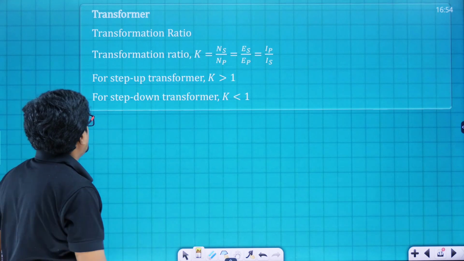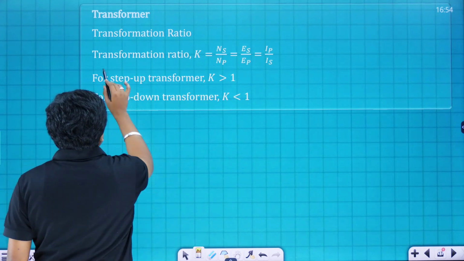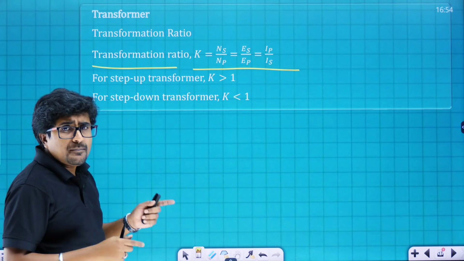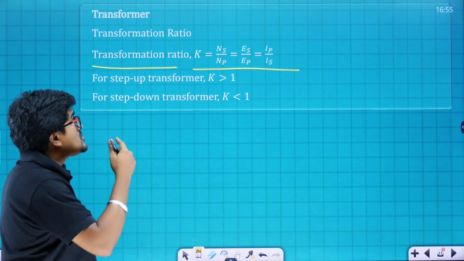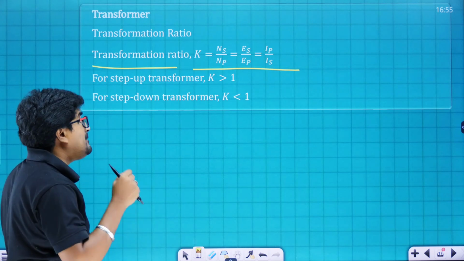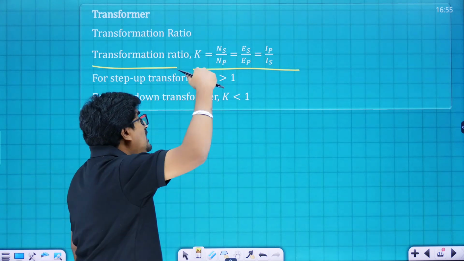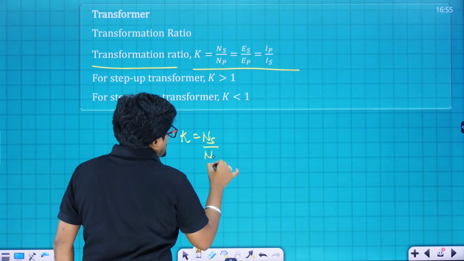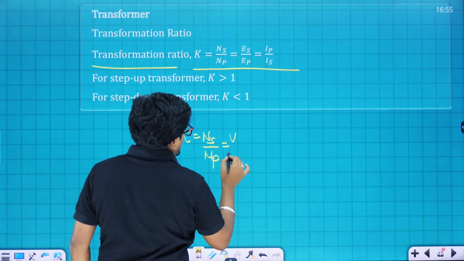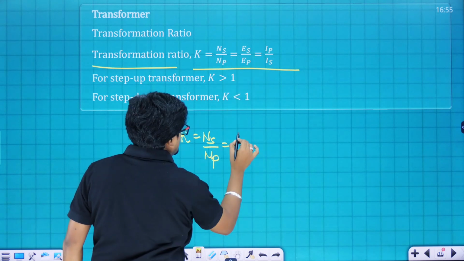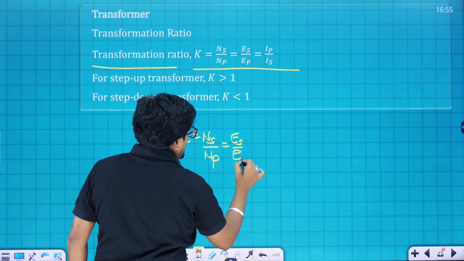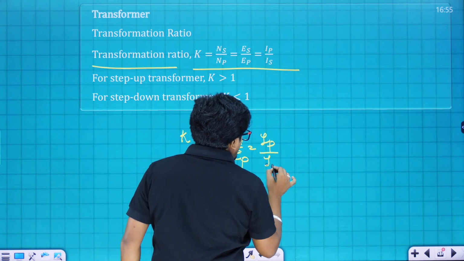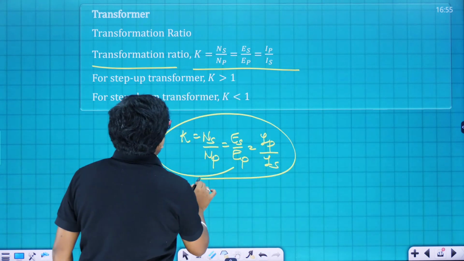Moving to the next, that is transformer. From the topic of transformer, we need to just focus on the transformation ratio. Transformation ratio K is basically secondary upon primary. So NS upon NP is equal to ES upon EP, that is equal to IP upon IS. I repeat, K is equal to number of turns on secondary upon number of turns on primary, equal to voltage across secondary upon voltage across primary, equal to current through primary upon current through secondary. This relation is also very, very important.